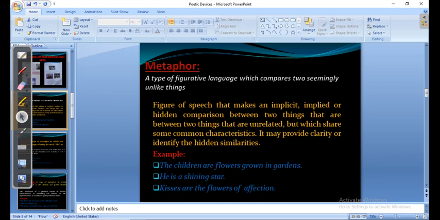If someone among you tops the class, we say he's a shining star. Is he actually a star? But we compare him in such a way that a star is something different from a boy or a girl, yet we say he's a shining star. Why do we say that? We say that his future is bright. This is called metaphor.